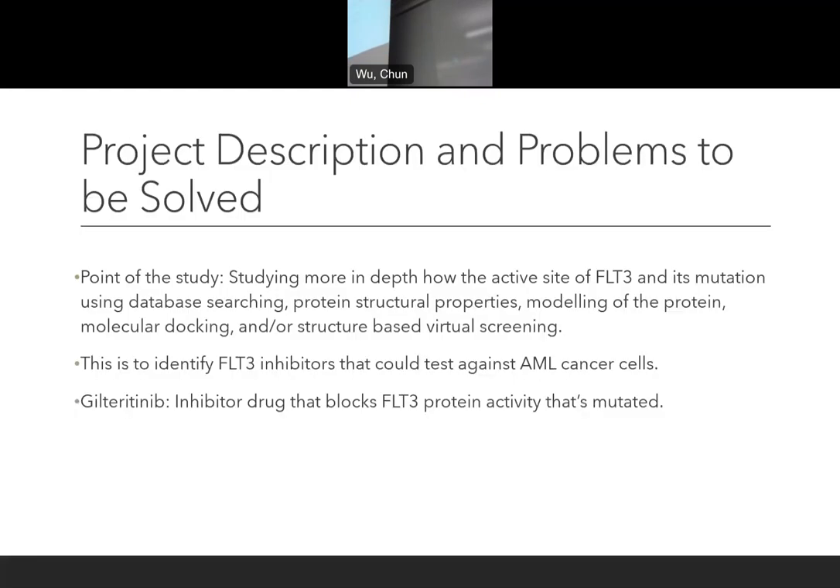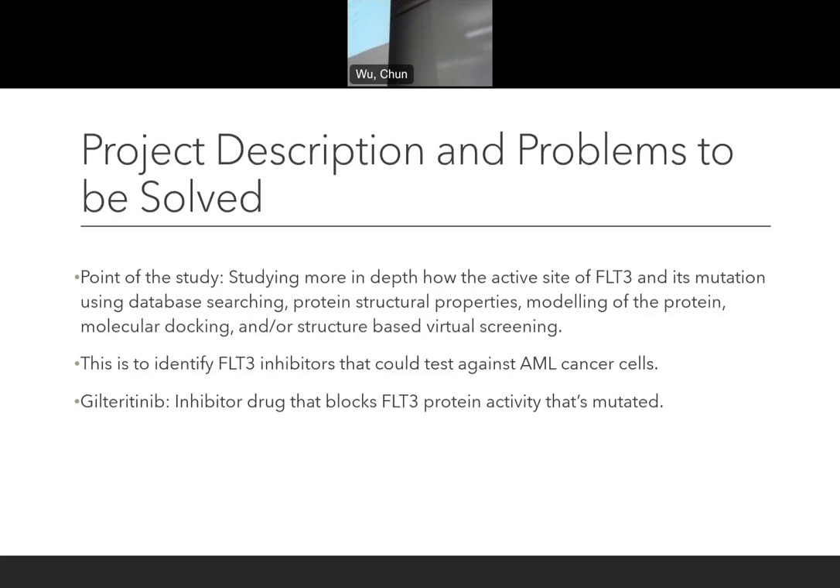So basically, for the project description, the typical drug discovery method takes a lot of time, like it was mentioned before, and it costs a lot of money. Using computational tools speeds up the process and helps understand the basis of the disease through the use of the 3D structure of the target. So the point of the study is to go more in depth into the active site of FLT3 and its mutation using database searching, protein structural properties, protein modeling, docking, and then structure-based virtual screening.